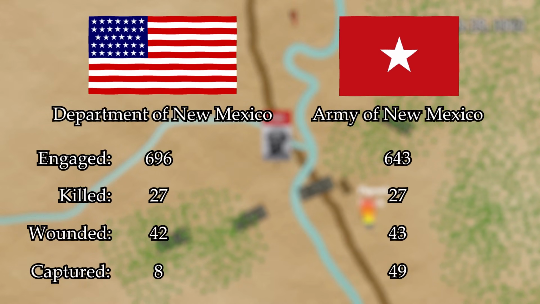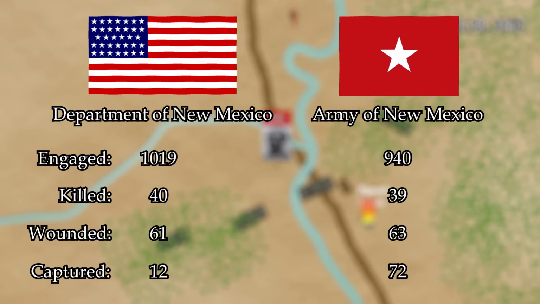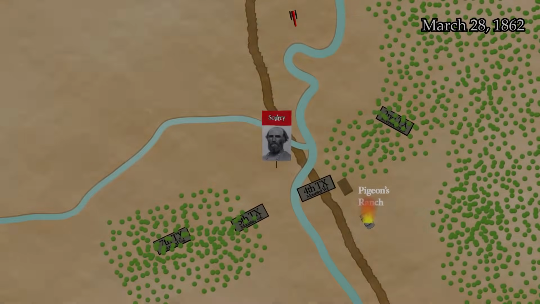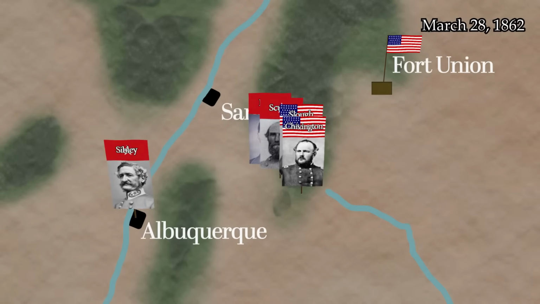Both Slough and Scurry keep their supply trains relatively close at hand during the battle, though the Federal train remains directly behind the battle lines. Indeed, the Union wagons come under fire during the retreat, and 2 of them are burned to prevent them from falling into Confederate hands. To protect his own logistical support, Scurry leaves his supply train at Johnson's ranch, miles to the rear, where they are presumed safe from Union capture.